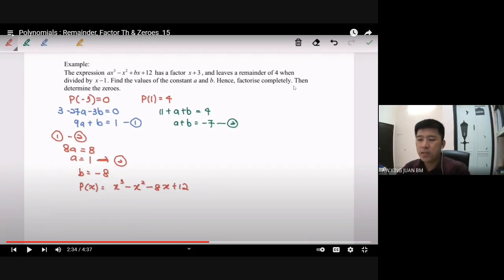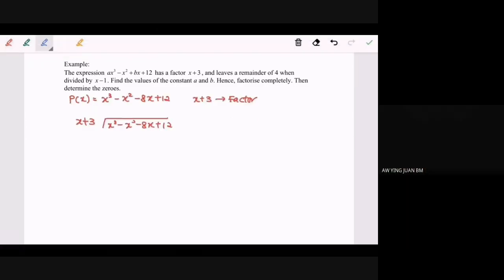Factorize completely. So, benda ini you dah pernah tengok dah kan? Contohnya iaitu mesti kena buat long division. But, make sure you must have a factor. You must have a factor. Faham tak? You must have a factor. So, bagaimana? So now second part, I'm going to factorize the expression completely.